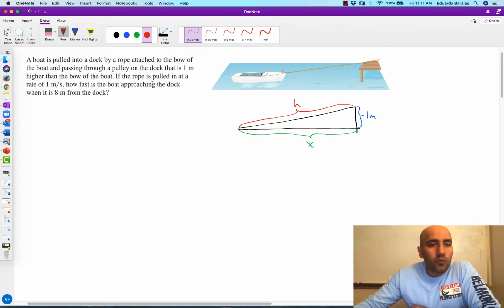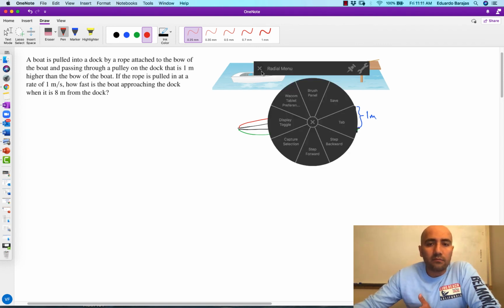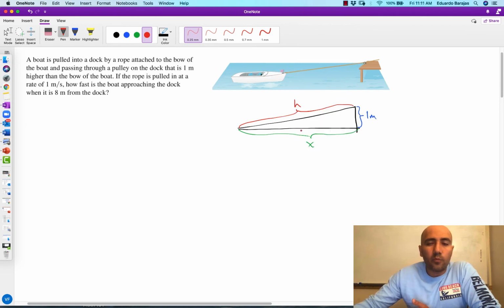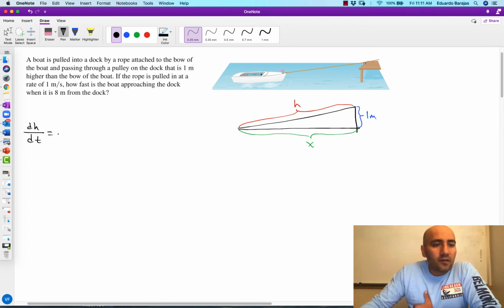So the rope is being pulled by this pulley, and so the distance of h is getting smaller and smaller and smaller, right? The length of the rope is getting smaller, and that's what this is referring to, right? So dh/dt is equal to the rope is being pulled at a rate of 1 meter per second.